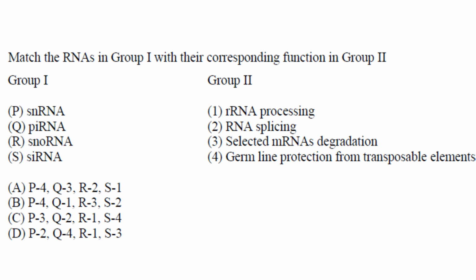P2. piRNA is for germline protection from transposable elements. snoRNA is for rRNA processing and siRNA is for selected mRNA degradation, that is coming under RNA interference. So the answer here is option D, that is P2, Q4, R1 and S3.